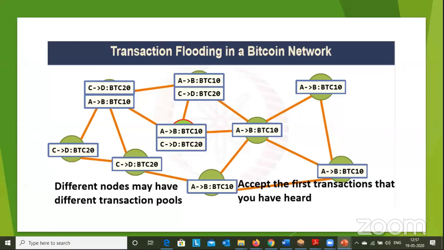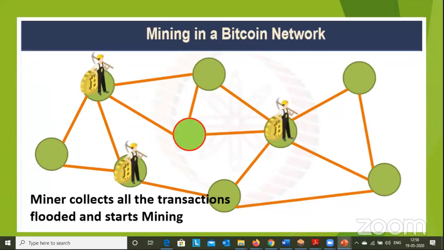All the transaction details will be stored. You can see in the slide A to B, 10 Bitcoins is transferred, and C to D, 20 Bitcoins is transferred. Like this, all the information will be stored in the blockchain up to date. Different nodes may have different transaction details, and they accept the first transaction that they have heard, which is very important. After performing the transaction, it is unconfirmed. Alice sent some Bitcoins to Bob, but that is unconfirmed because a miner has to approve that and other nodes have to validate it.